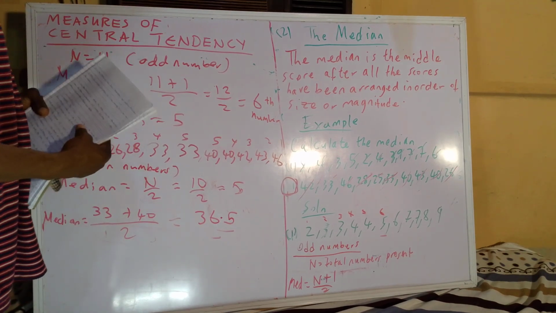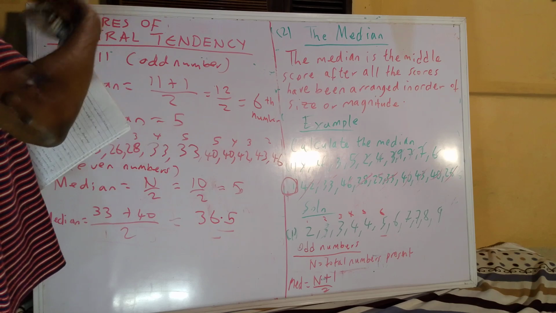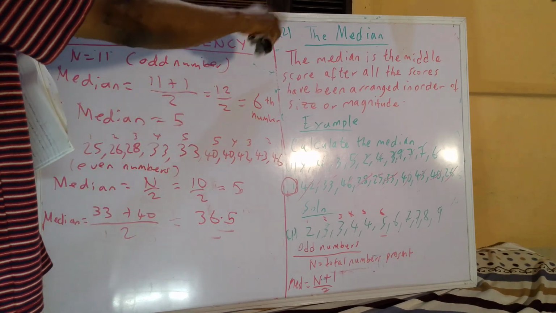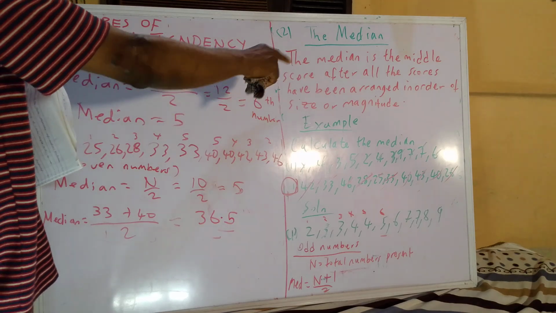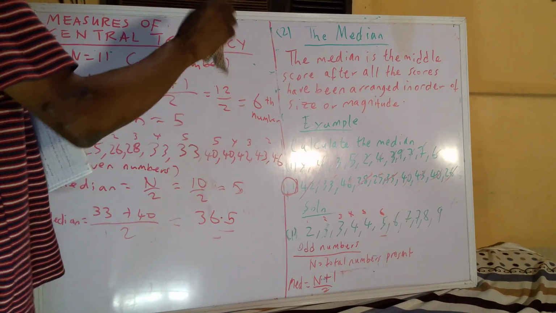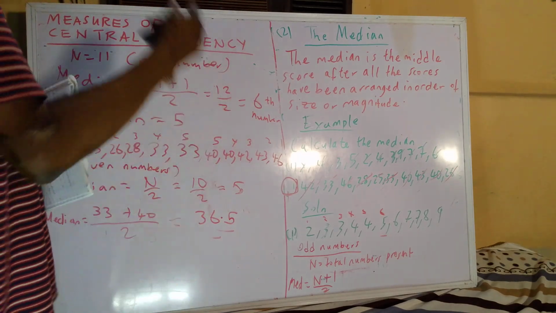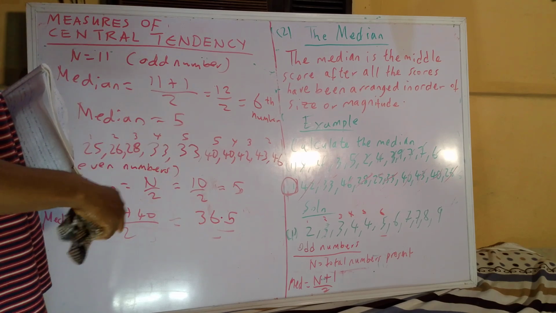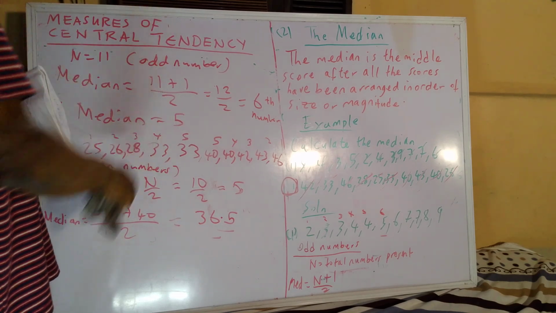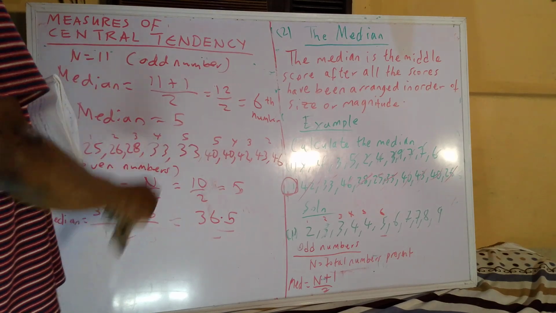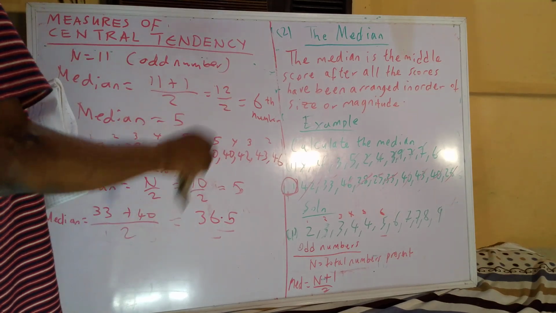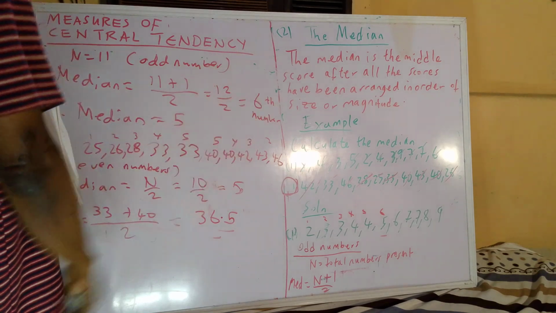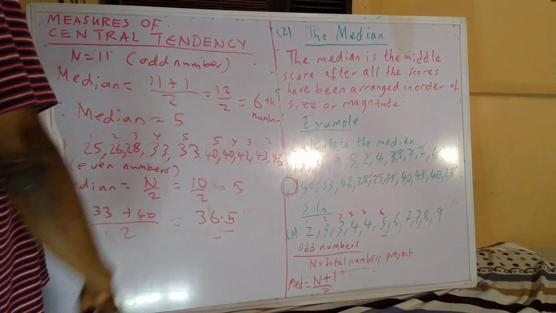I know what mean is. Don't forget for median, you arrange in ascending order. After arranging in ascending order, the number in the middle. The median is the middle score after all the scores have been arranged in order of size or magnitude. That's ascending order or descending order. So if it's an odd number, you add 1 to n and divide by 2. Whatever position is in the middle, whatever value you get, that's the median. Then for the even numbers, you don't add 1 to it, you just divide by 2.